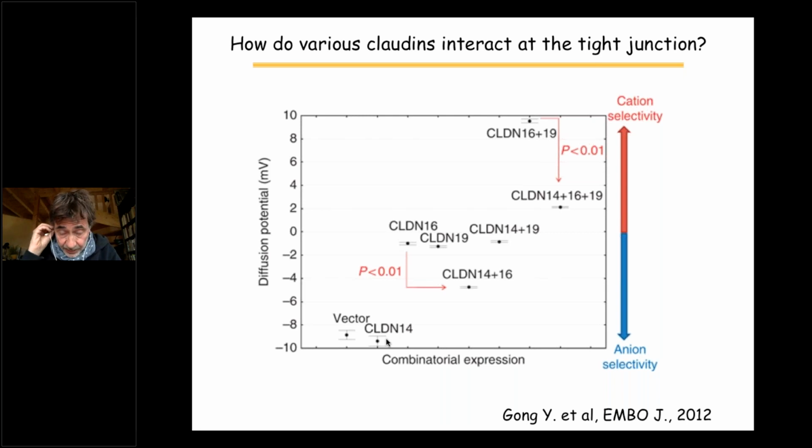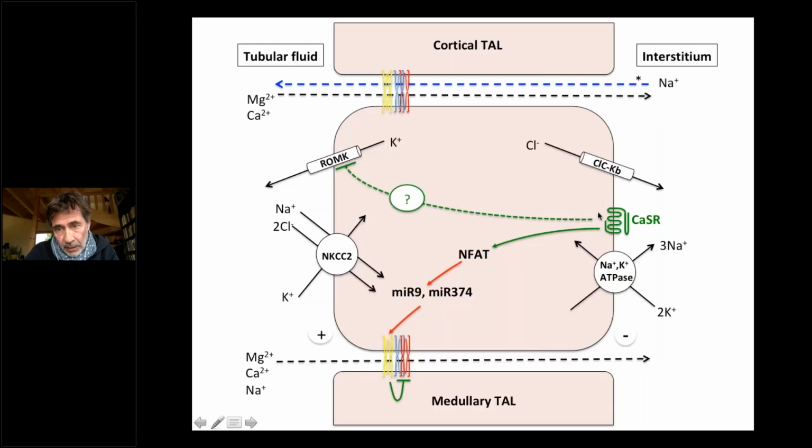One explanation is that in this tight junction, claudin 16 is expressed, claudin 19 is expressed, and when claudin 16 and claudin 19 are expressed at the same time, the epithelium is very cation permeable. When claudin 14 is expressed together with 16 and 19, the permeability to cation decreases. To make a very long story very short, activity of the calcium sensing receptor increases the expression of claudin 14, which inhibits the property of claudin 16 and claudin 19, and then the ability of this epithelium to reabsorb calcium.